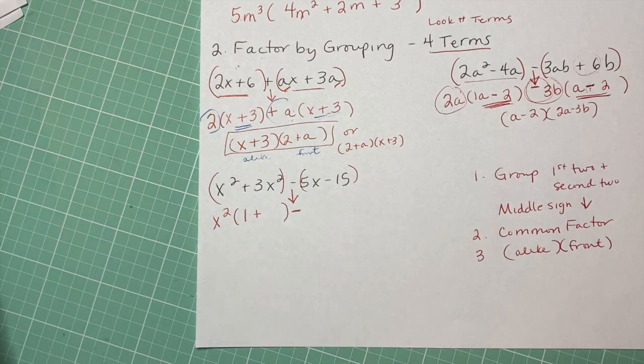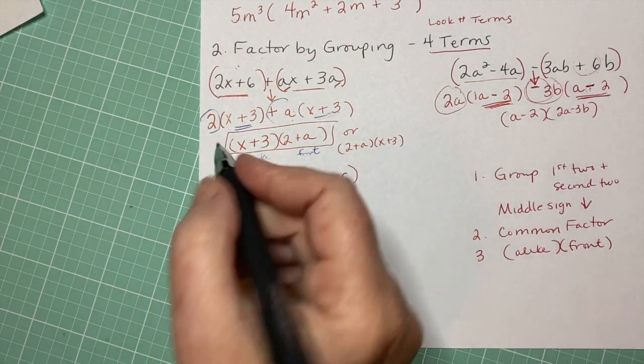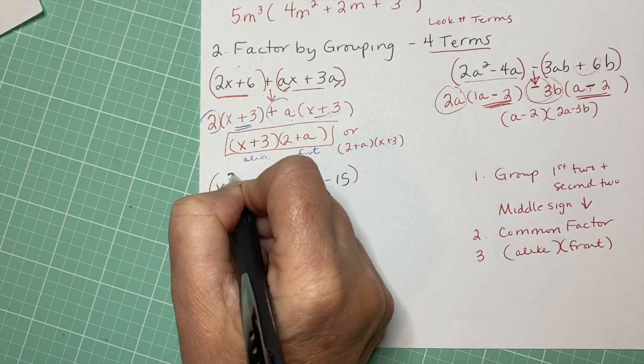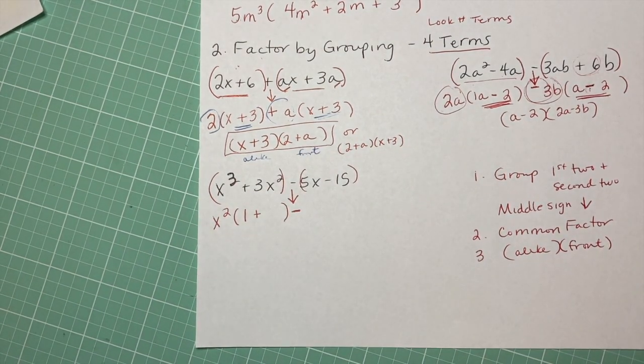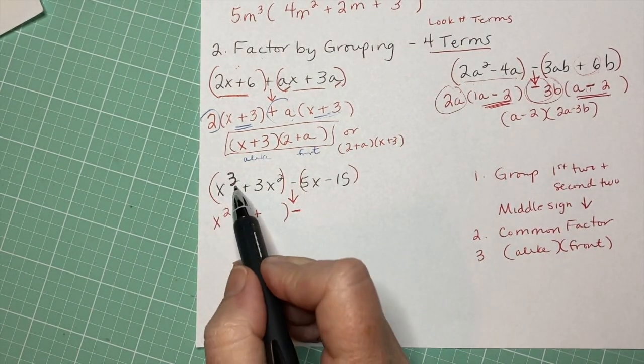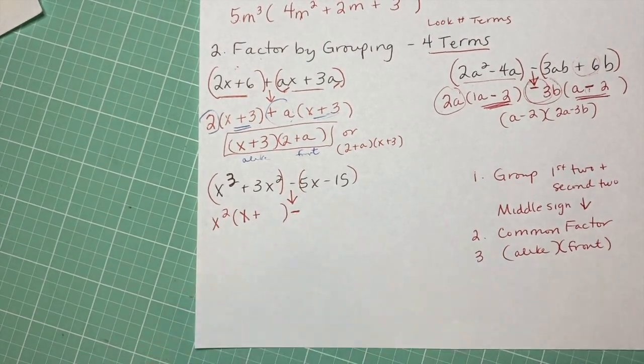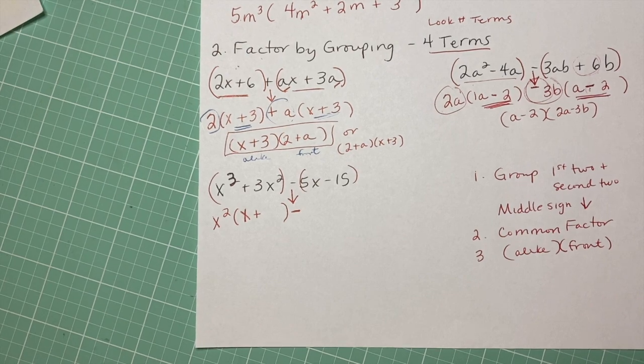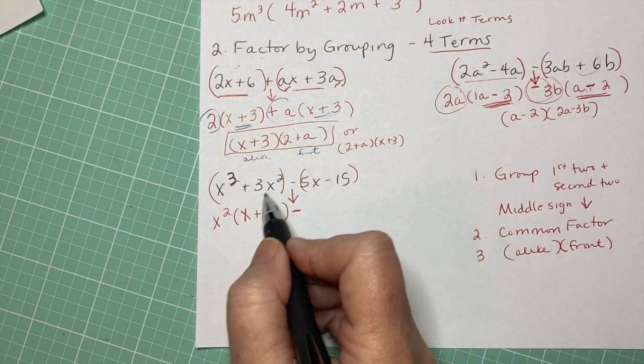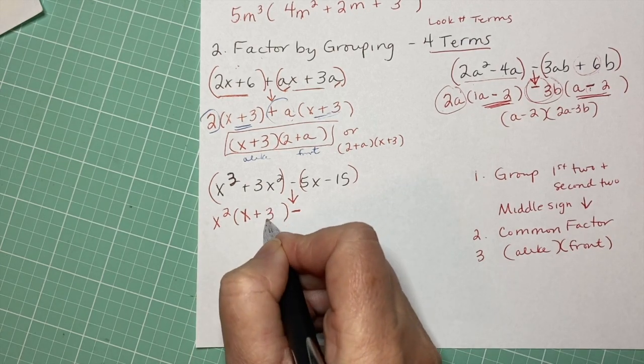I must have written that wrong. I did write that wrong. I'm sorry, guys. This is supposed to be a 3 right here. Make sure I wrote it right. Yeah, sorry. That's an x to the third. So 3 minus 2 is going to leave a 1x. Okay, then we're going to divide here. 3x squared divided by x squared is 3.